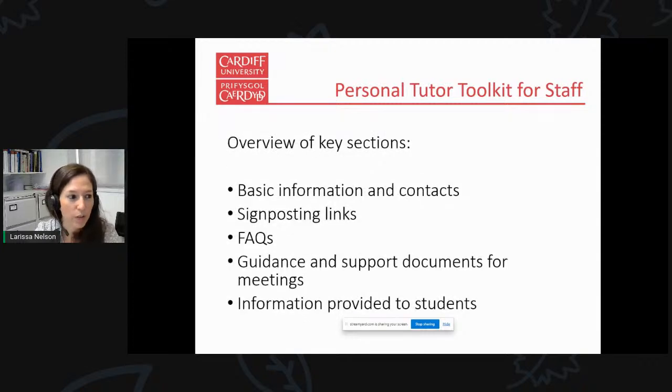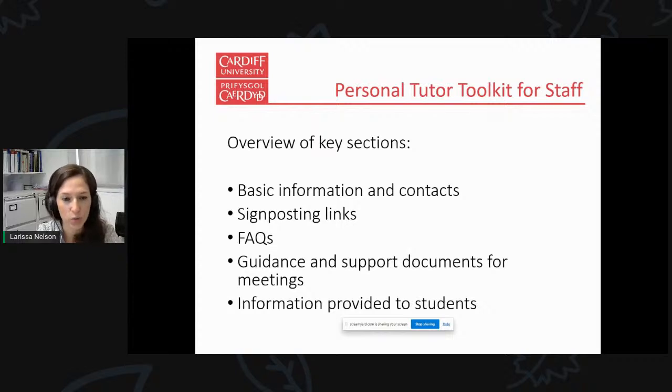So just to provide an overview of the sections that we have in there, we've got basic information and contacts. We've got signposting links, we've got a frequently asked questions section, we've got guidance and support documents for meetings, and we've got a section where we tried to summarize and collate information that is provided to students so that personal tutors can be aware of communications that students are receiving. And all of this, as I mentioned, is targeted to support tutors. So this is not an interface that the students see.